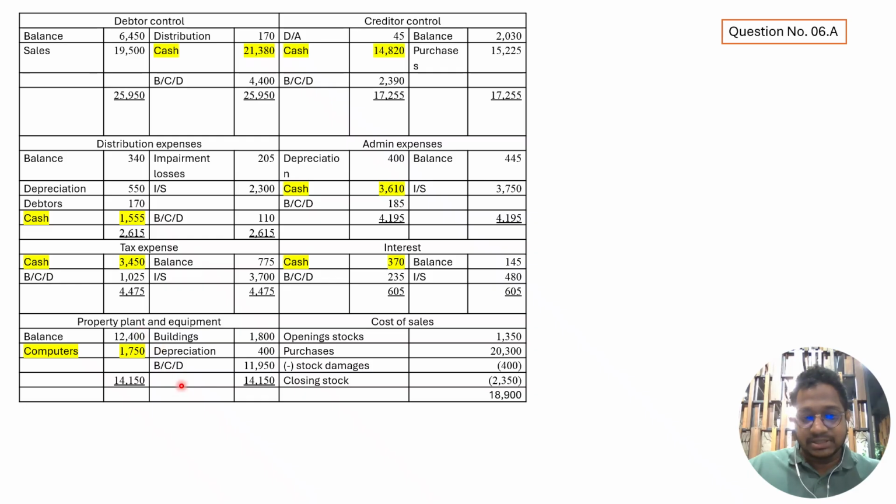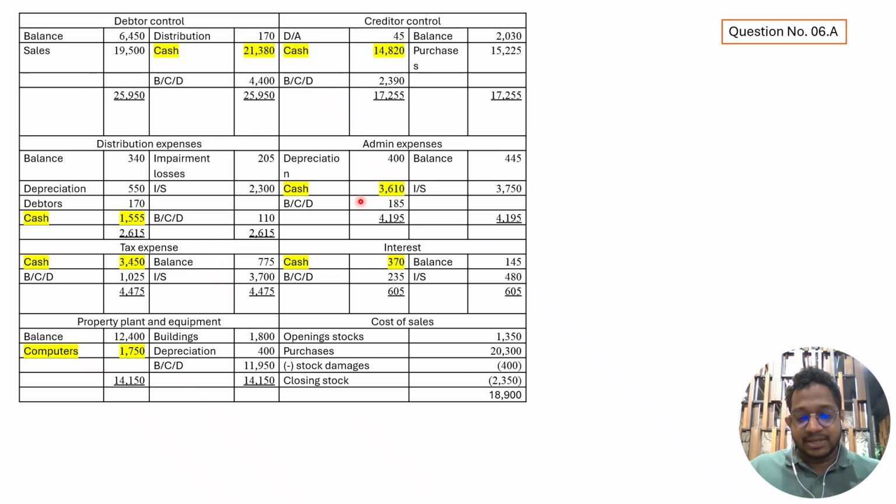Opening and closing balances, and the new computer purchases and the disposals, then you can find out the depreciation here, right? And that depreciation you should debit to the admin expenses, and after recording opening and closing balances and the income statement amount, then you can find out the cash payment for admin expenses, and that goes in cash outflow as in operating activities.